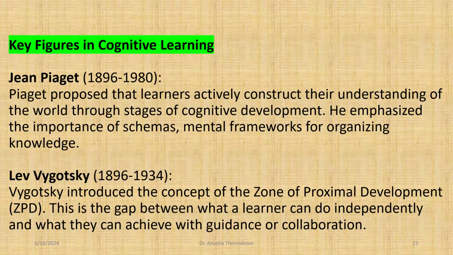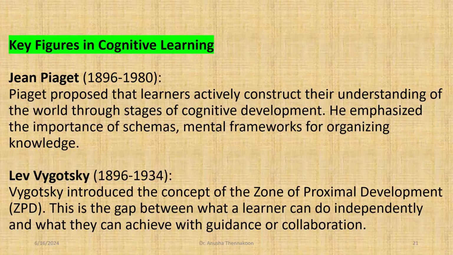So when it comes to cognitivism, there are two personalities who contributed to this. Actually, this was initiated by Jean Piaget. Piaget proposed that learners actively construct their understanding of the world through stages of cognitive development. So children understand the world through stages of cognitive development. How a small child understands the world is different from how an elderly person understands the world.